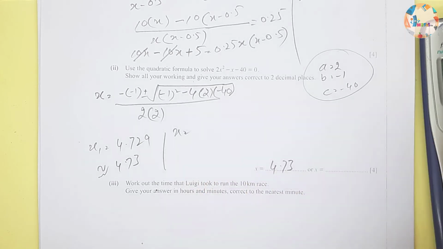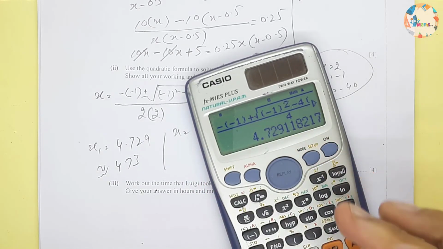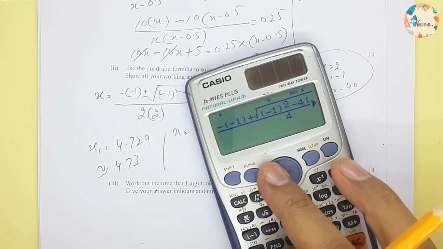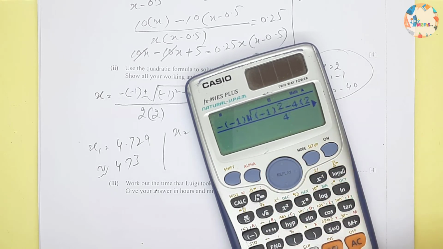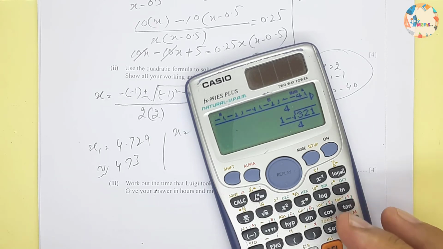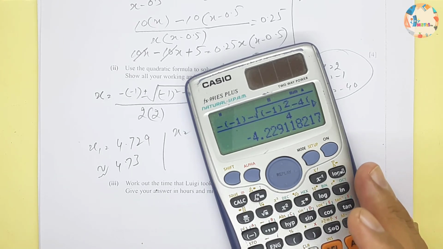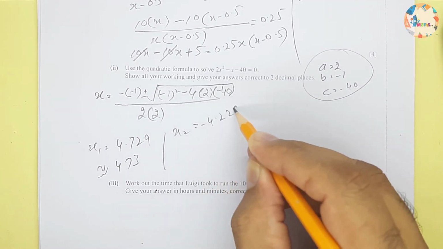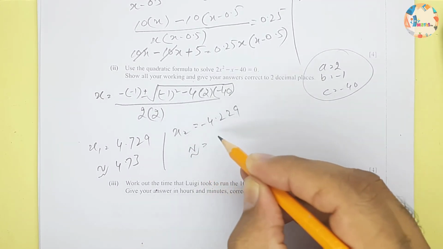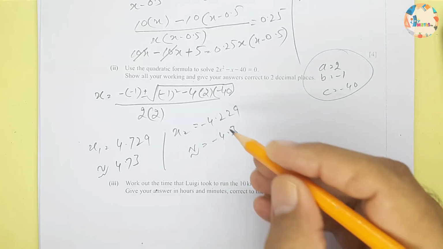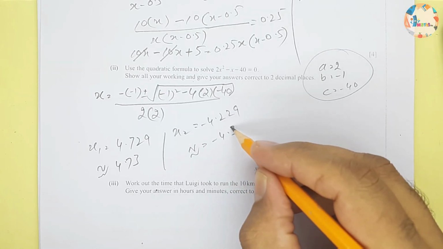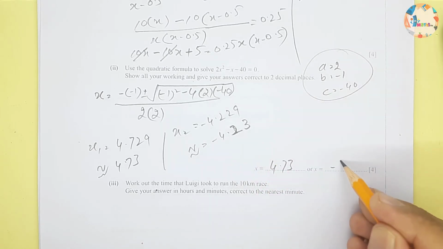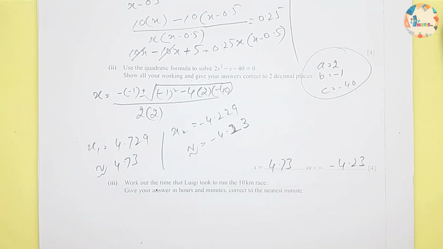Now for x2 value we will be just replacing this plus by minus, so we will reach over here and we will change to minus, and this value will be minus 4.229, so minus 4.229, this is approximately equal to minus 4.23. So minus 4.23 will be our answer.